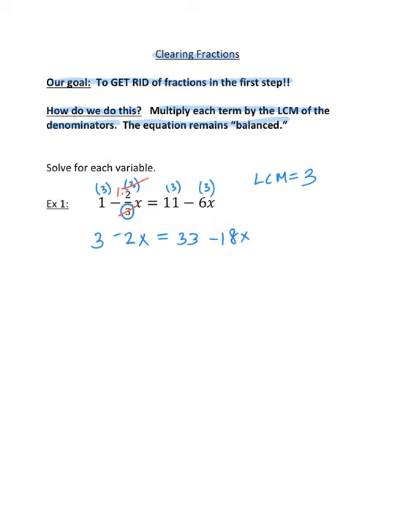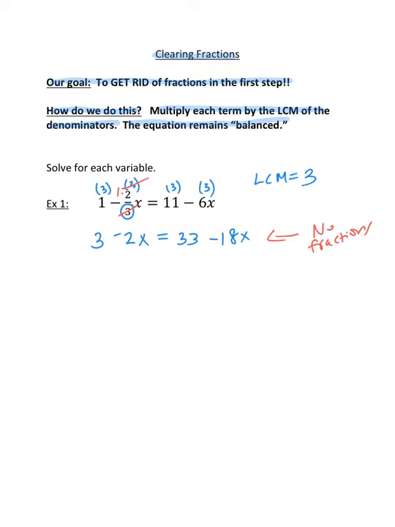So what this does is, because I multiplied every term by the same number, and this is an equation, everything remains balanced, meaning the equation hasn't changed its value. And it gets rid of your fractions in the first step. So the idea is that the first line that you write should contain no fractions. All right, and then from here you just solve like a regular equation.